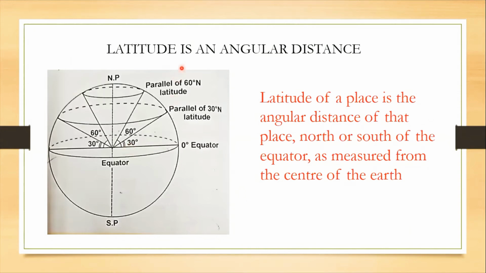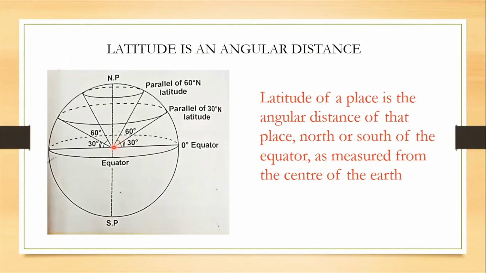Now, latitude is an angular distance. How to calculate the degree, the latitude of a place? We have studied that latitudes are measured in degree, north or south of equator. Latitude of a place is an angular distance. How is this angle made? You can see this is the center of the earth. So latitude of a place is the angular distance of that place north or south of the equator as measured from the center of the earth.